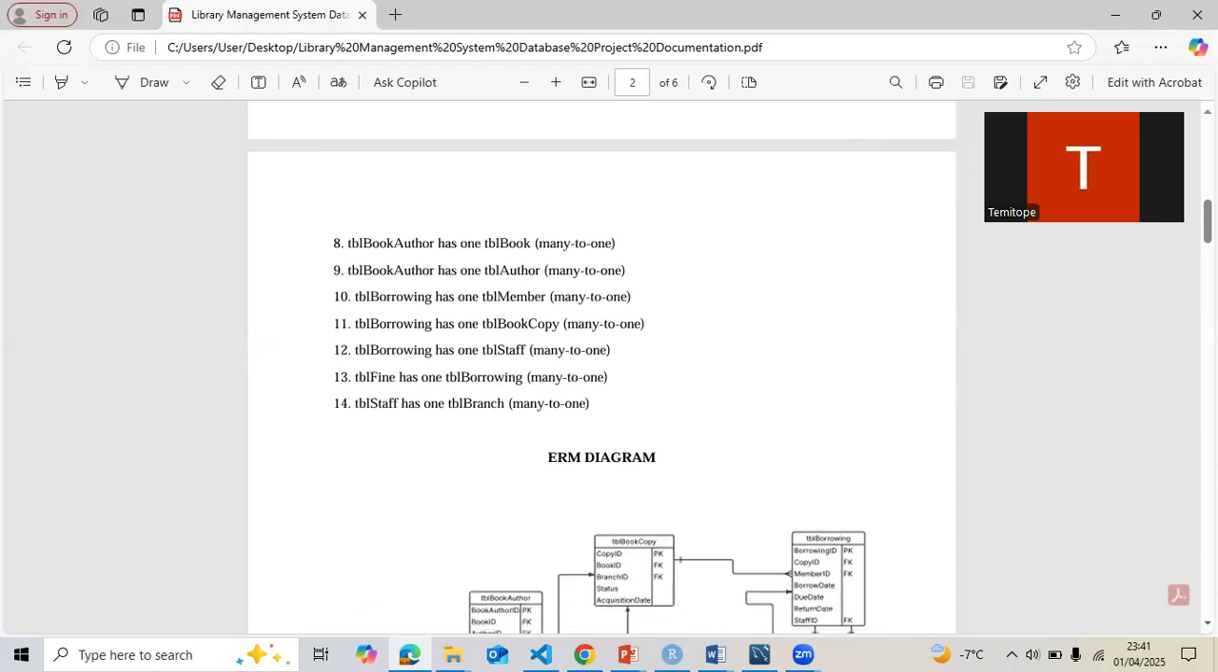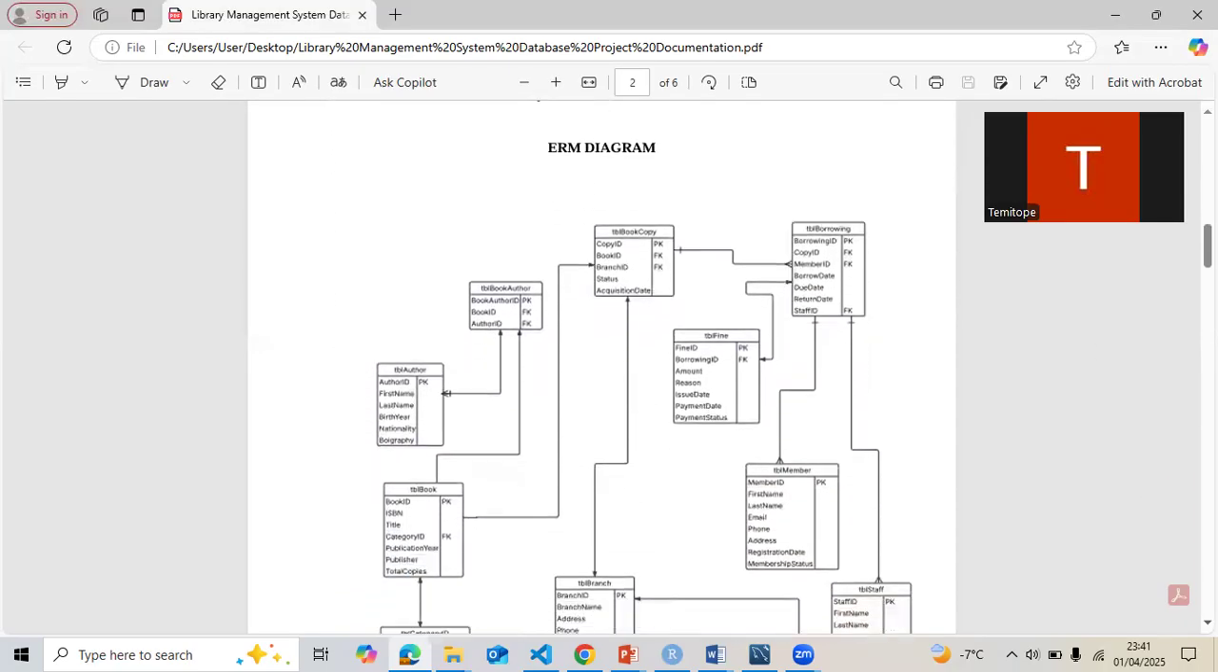So moving forward, I want to explain my ER diagram. This ER diagram is trying to explain to us the relationship between each entity. Like I said, entities are the tables in our database. So each of the entities, like we have the book copy table, the author table, the book table, the borrowing table, and all that.